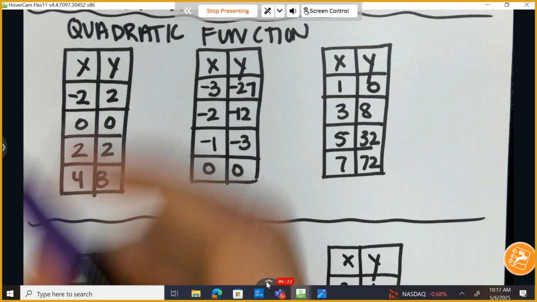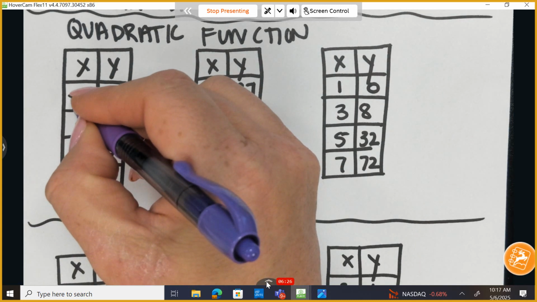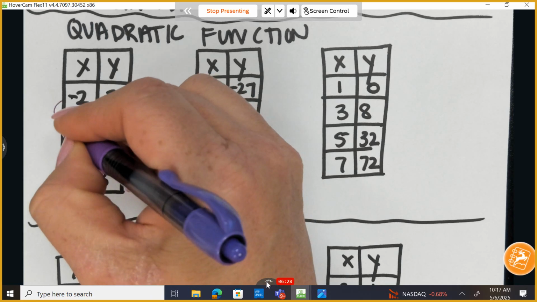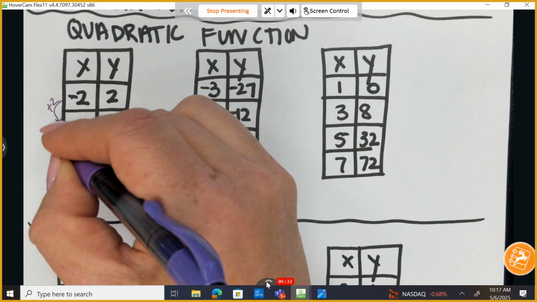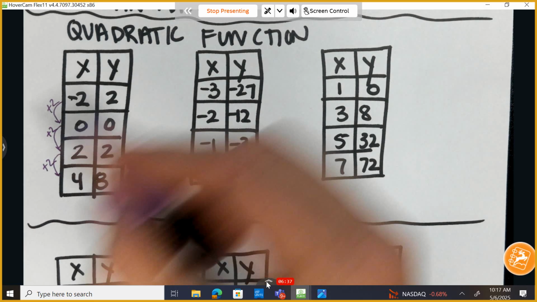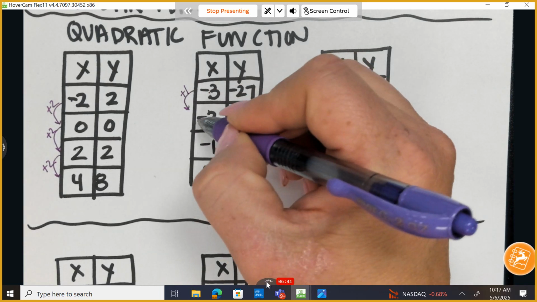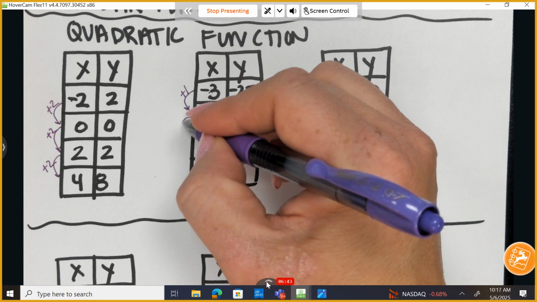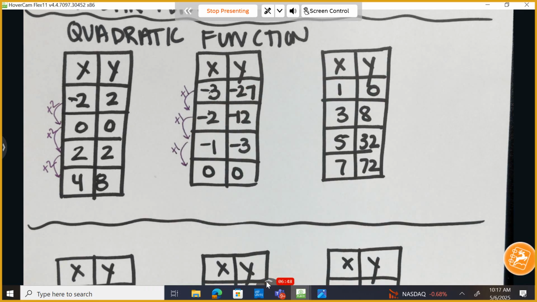Okay, let's look at the x values. So I'm going to go with the x values for each of these. If I go from -2 up to 0, I just added 2. If I go from 0 to 2, I added 2 once again, and 2 to 4, I added 2 once again. Okay? -3 to -2, I went up by 1, plus 1, not just a 1, a plus 1. From -2 to -1, I went up 1, and -1 to 0, I also went up 1.